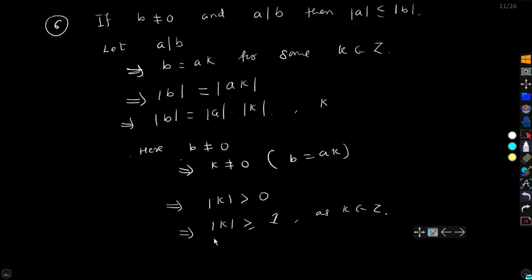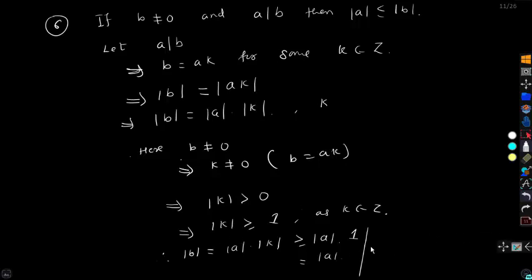Therefore, mod B is equal to mod A into mod K. But mod K is greater than or equal to 1, so this is greater than or equal to mod A into 1, which is equal to modulus of A. So modulus of B must be greater than or equal to modulus of A, that is, mod A is less than or equal to mod B. That is, if B is not equal to 0 and A divides B, then modulus of A is less than or equal to modulus of B.